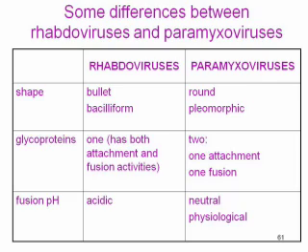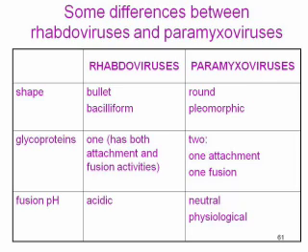Okay, so any questions? So as I say, the basic part of the life cycle is very similar to rhabdoviruses. But the difference is, there's a difference in shape. They're both helical RNA enveloped viruses, but the rhabdoviruses have a bullet or bacilliform shape. These are round and tend to be a bit pleomorphic.